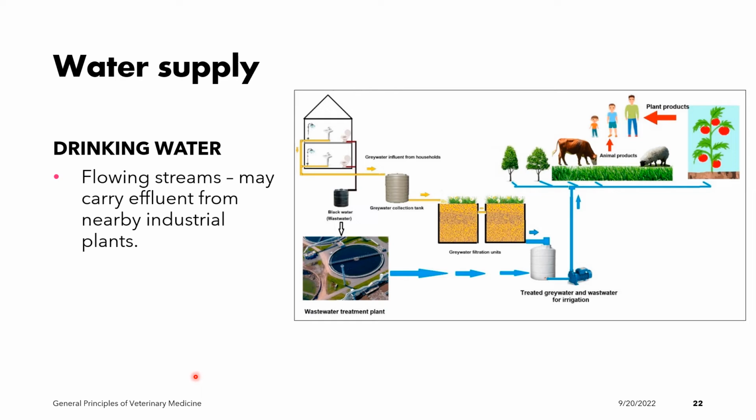Wastewater and greywater use in irrigation are essential sources for sustainable water management in arid lands, promoting the preservation of limited freshwater resources, as shown in the figure. So this figure here shows the gray water coming from the household. We also have the black water, and this is the gray water collection tank.